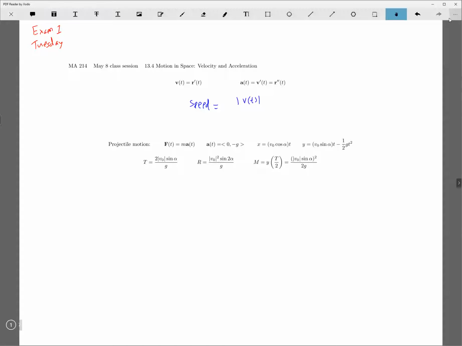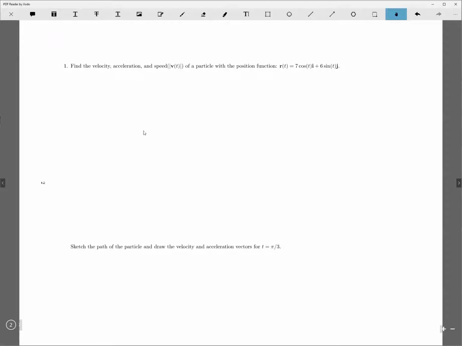Now, let's do a few homework exercises, and then we'll come back to this part here, the projectile motion. So number one, we're supposed to find the velocity, acceleration, and speed of a particle, and this is with this position function. Okay, so based on what I just said, what's the velocity?